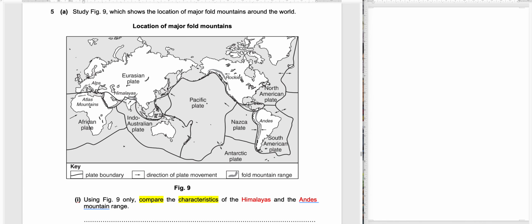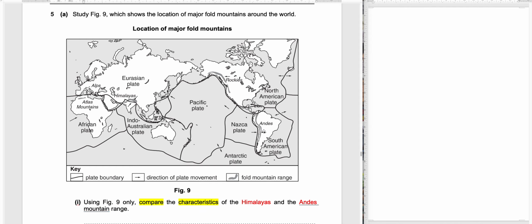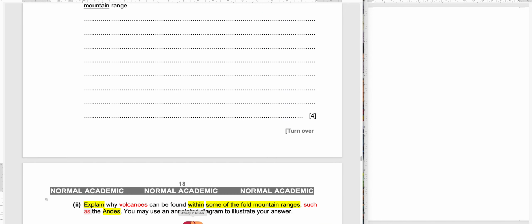If you look over here, this is basically a convergent plate boundary. It is between the oceanic and the continental plate. So essentially I'm asking you, how are volcanoes formed within fold mountains at oceanic and continental plate boundaries? Have you learned this before? Yes, you have learned this before. It's all in your notes.